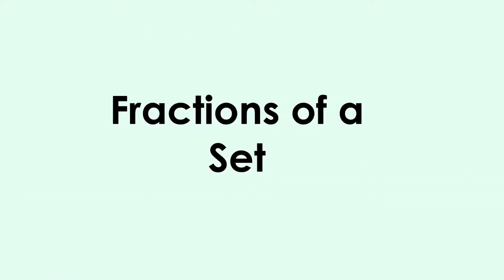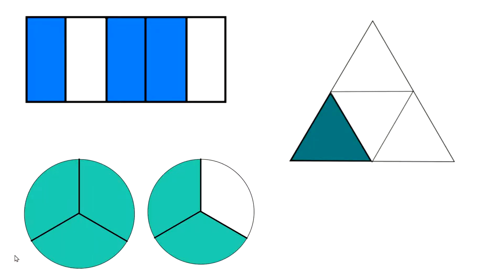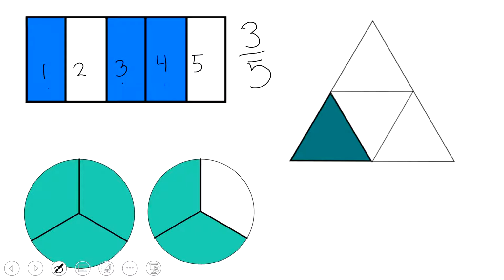Today we're going to learn about a new kind of fractions, which is fractions of a set. So you already know about fractions of a whole, where you take one whole and we split it up into pieces. So if I look at my rectangle, I've got 1, 2, 3, 4, 5 pieces, and there are 1, 2, 3 that are shaded blue. So the fraction for this rectangle is 3/5 of the rectangle is shaded blue. And we already know how to do that and how to name this.